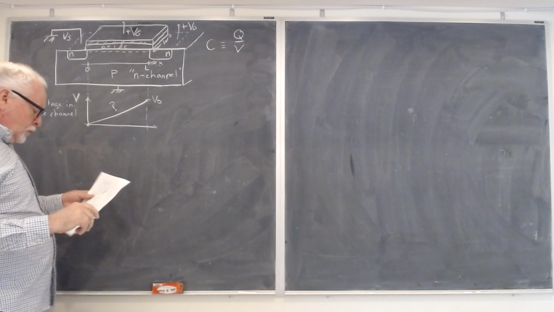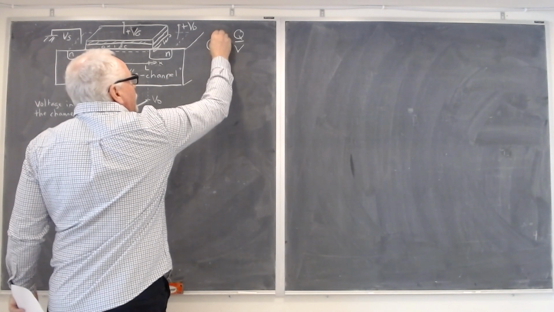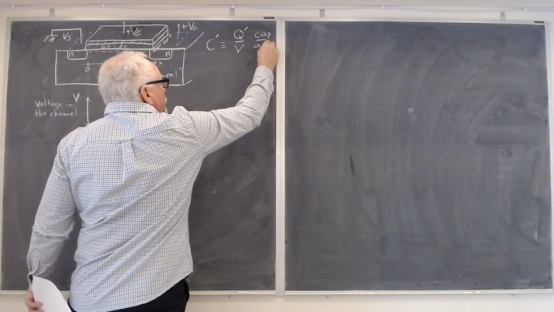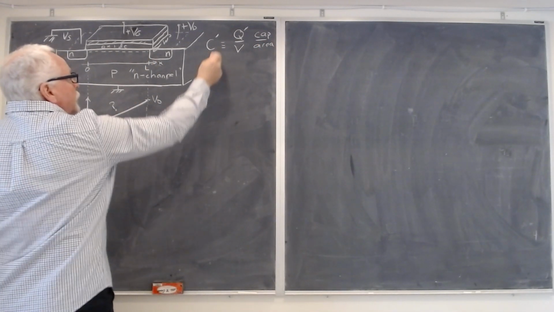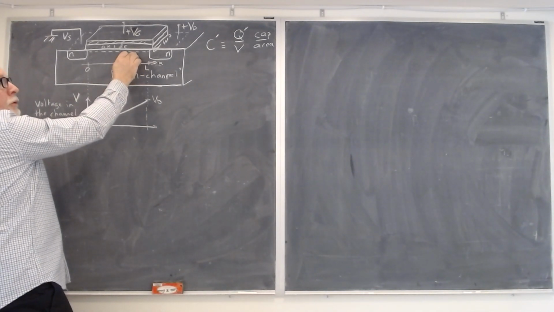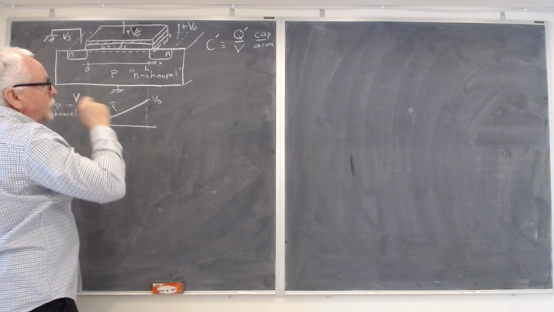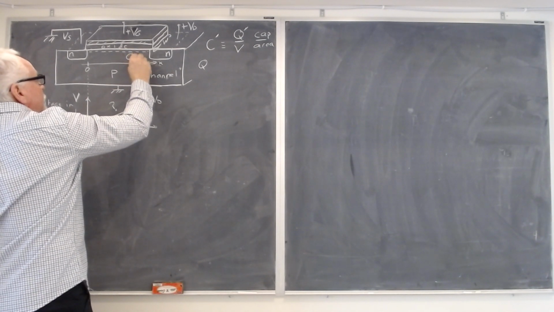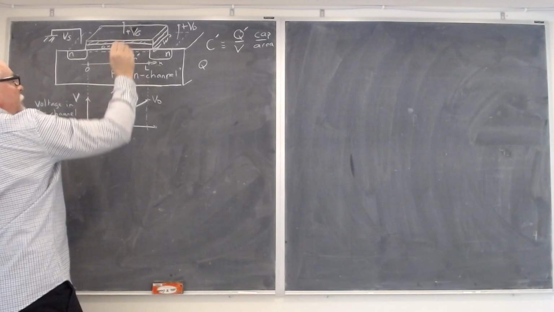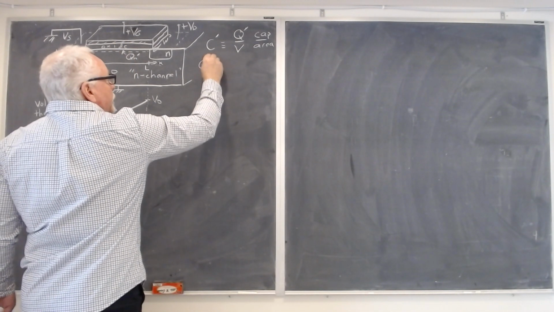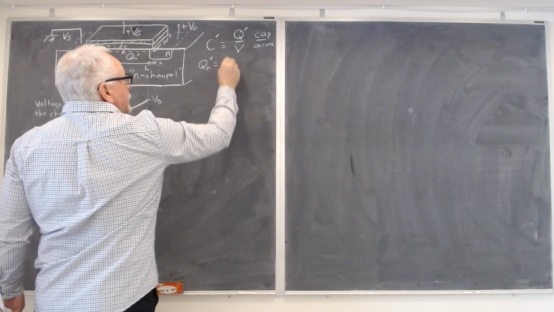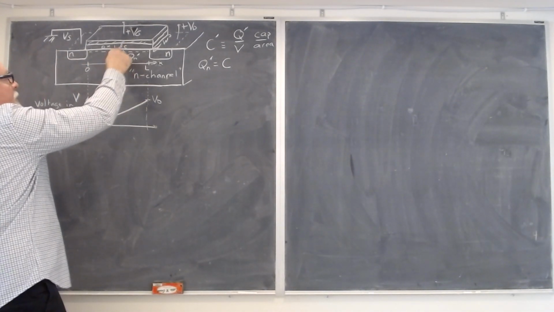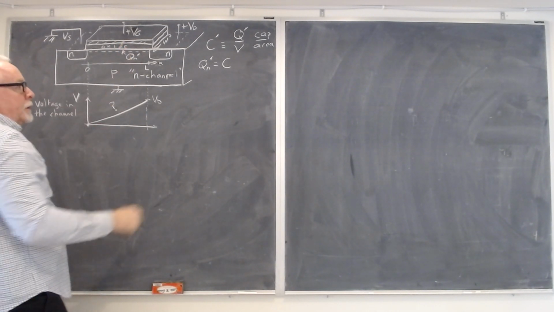Now, I'm going to make one slight modification here. I'm going to put a prime up there. So now this is the capacitance per unit area, and Q then is the charge per unit area in the channel. So if this is Q sub n prime, the charge per unit area in that channel, I can write that as some capacitance. Now what capacitance? Well, the capacitance of the oxide, because that's the thing between the gate and the channel.